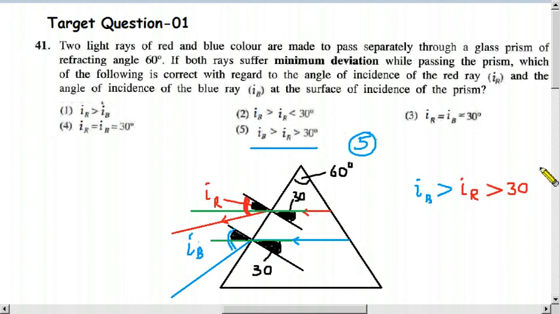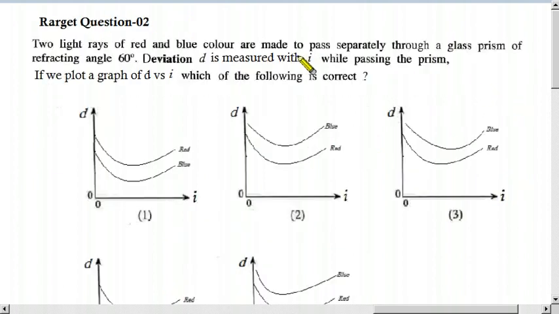So let us go to target question 2. Children, here is our second target question. You have to read the question and try to find out the answer without my help. Pause the video, don't watch the video. Now pause the video.